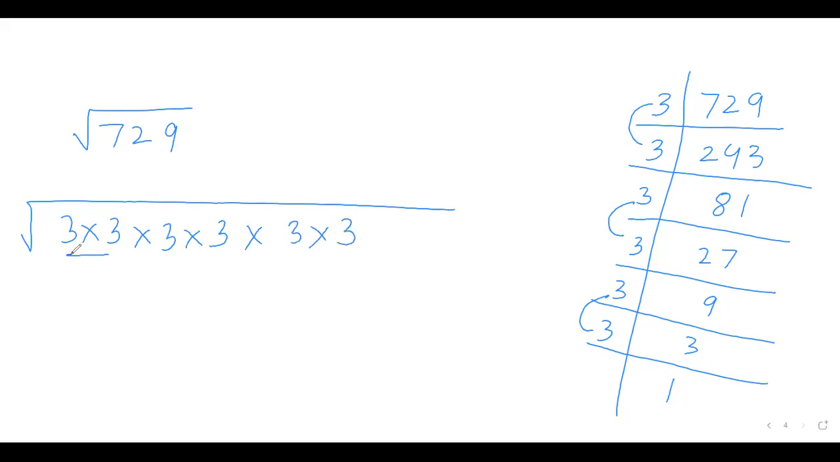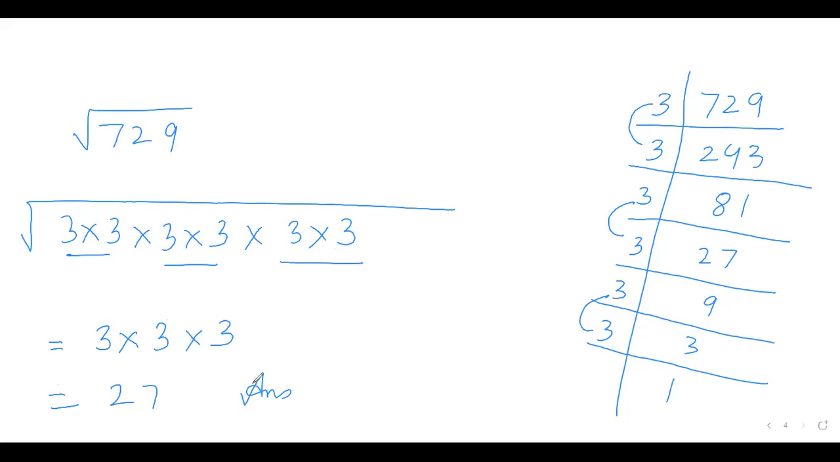So out of this pair, one 3 will come out, out of this pair, one 3, out of this pair, one 3. So what will come out? 3 into 3 into 3. 3 3s are 9, 9 3s are 27. So 27 is your final answer. Okay, ma'am.